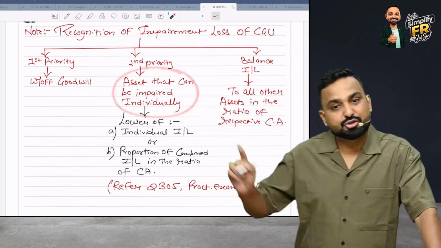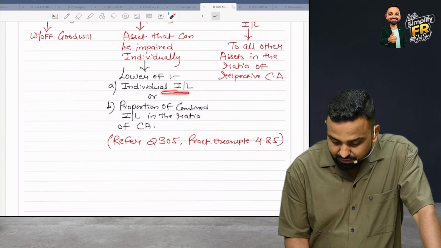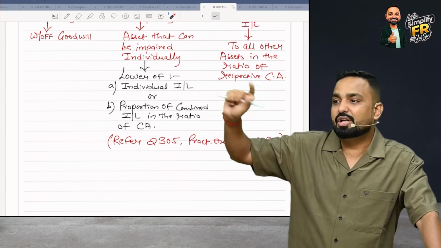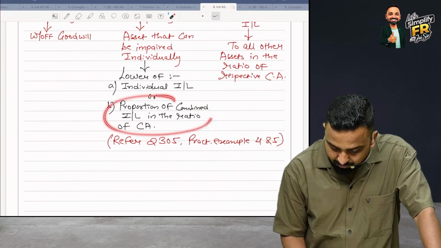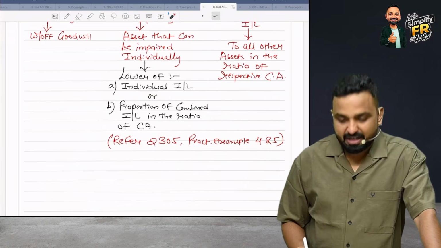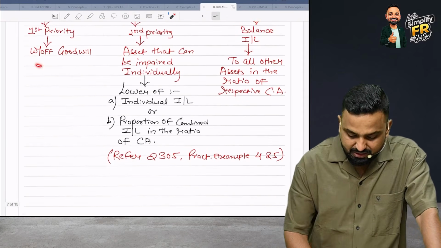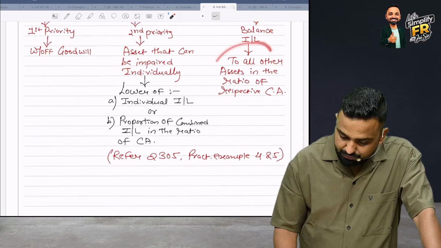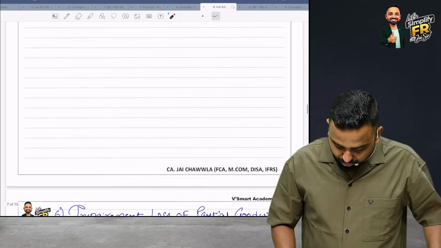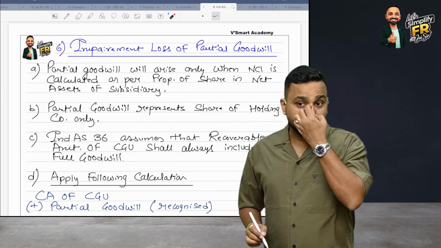You allocate the impairment loss to that asset by which formula? The lower of the individual impairment loss, meaning that asset's individual impairment testing, or the proportion of the combined impairment loss in the ratio of carrying amount. We can refer to these questions for this. Understood or not? Okay. What about the balance impairment loss once the goodwill and that asset are written off? The balance impairment loss shall be allocated to all other assets in their respective carrying amount ratios. Okay, understood? So, if you are impairing the partial goodwill, what to do?